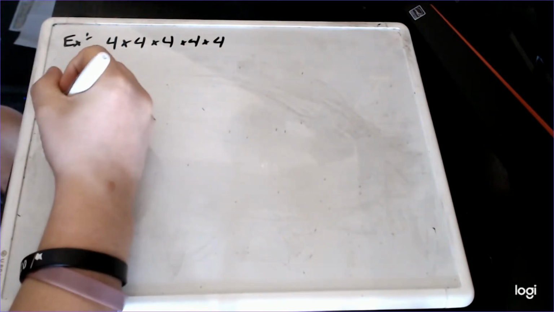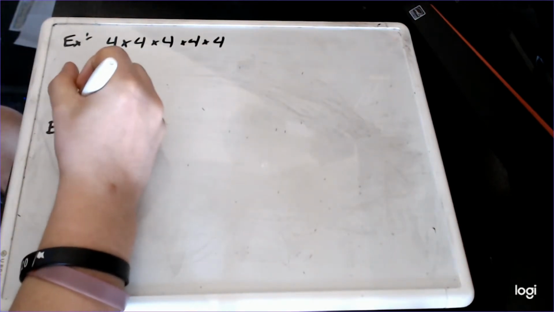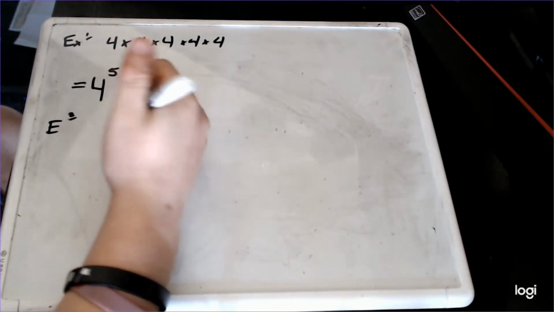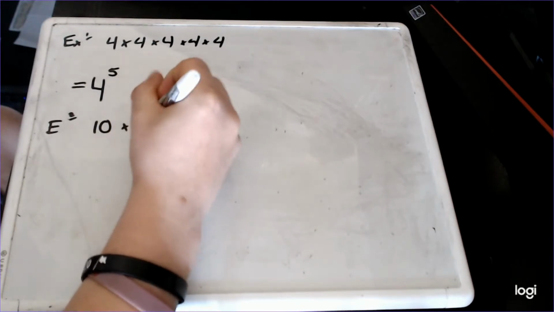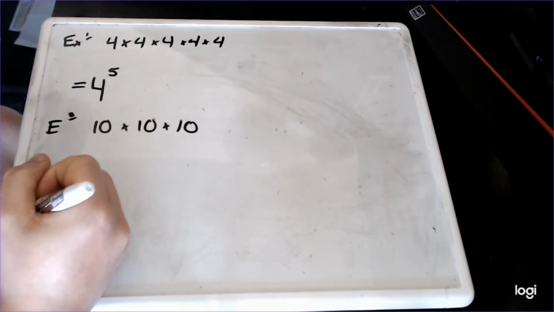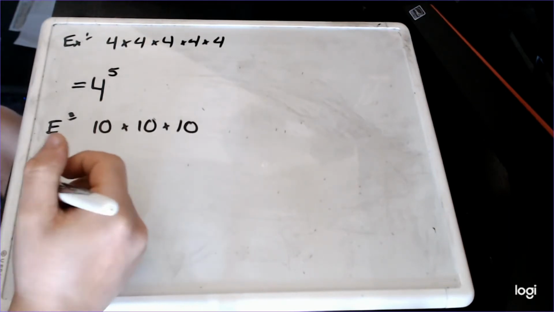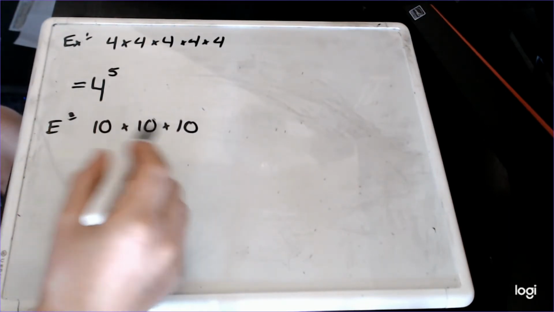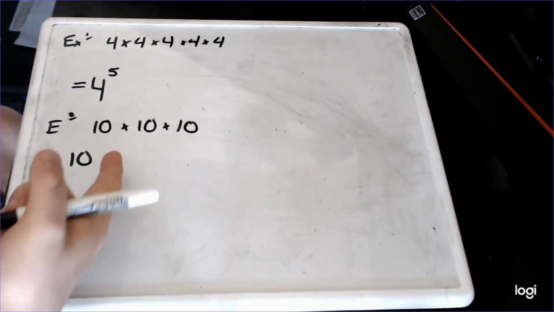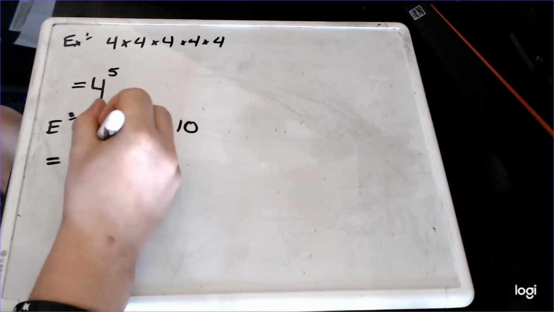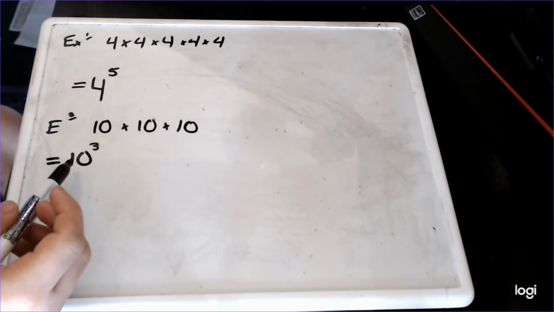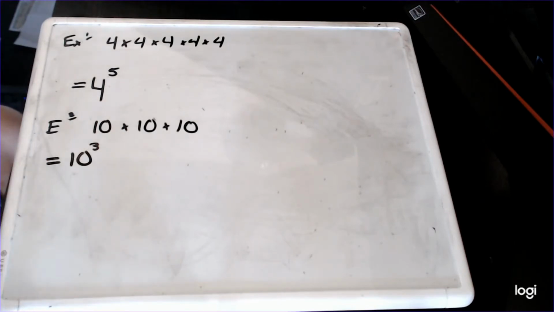Okay? Next is example 2. Example 2 is 10 times 10 times 10. Okay? And what number is being multiplied? Well, 10 is being multiplied. We see 10 here. And how many times do we see the number 10? We see it 1, 2, 3 times. So my power, which is all of it, is 10 to the exponent 3.